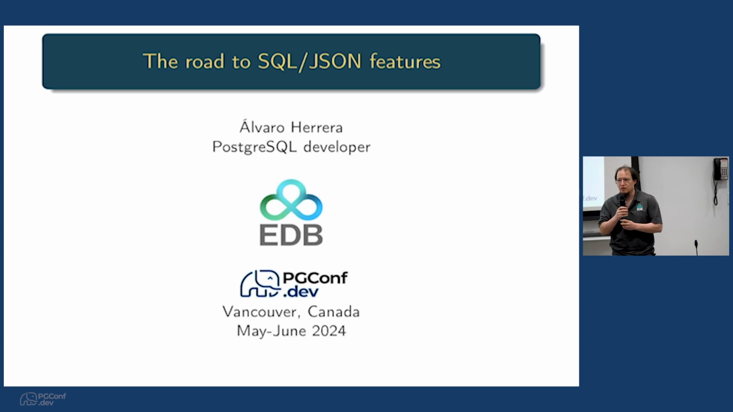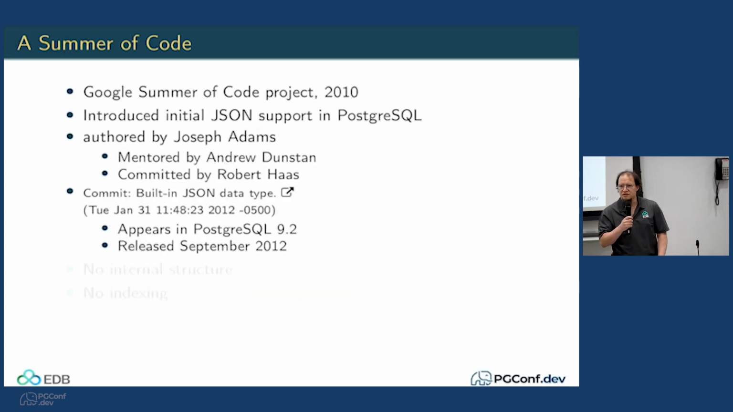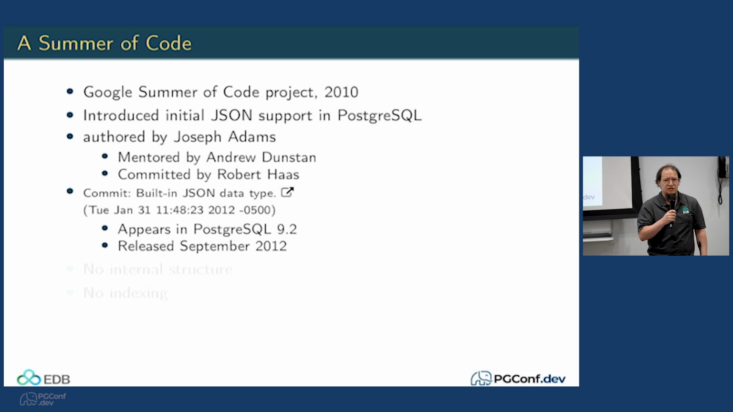So I am going to talk about how we got to the SQL JSON features that we have now in Postgres 17. And this road starts with a Google Summer of Code project in 2010. Some guy by the name Joseph Adams wrote the initial JSON implementation, the data type for JSON.